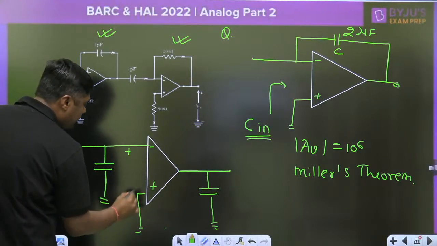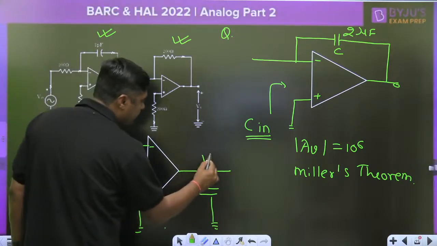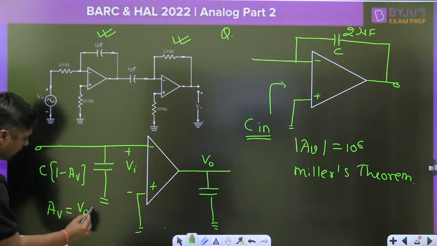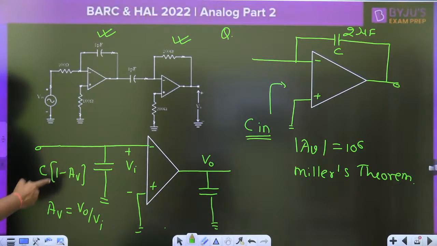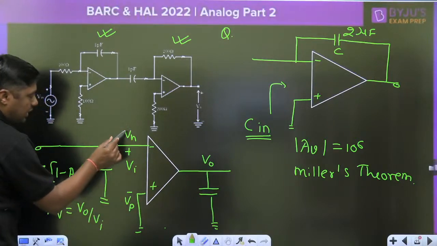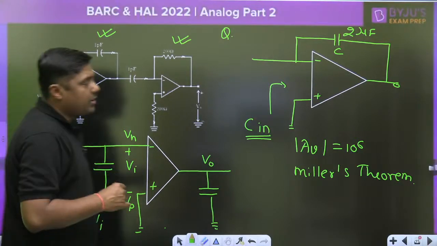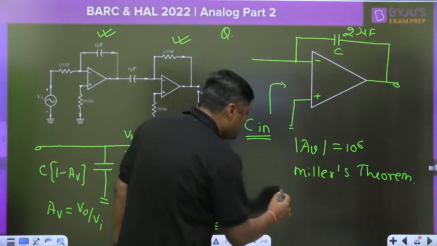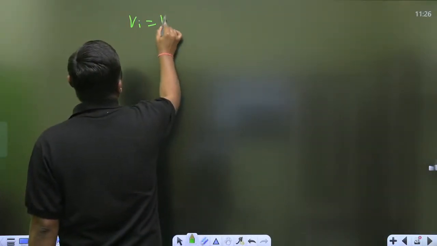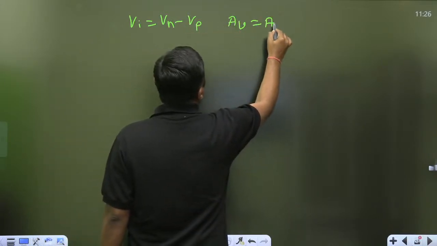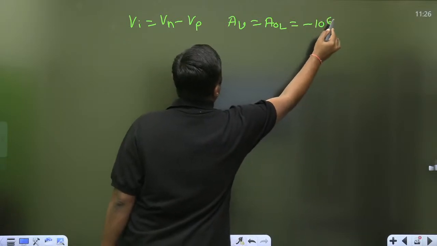Now here we are taking the VI, this is the VI and this is the V0. Here AV is equal to V0 by VI. This is nothing but open loop gain. And when we are taking the input as Vn minus Vp, always remember you have to take AV equal to minus 10 to the power 6. Always remember, when we are taking Vi equal to negative terminal minus positive terminal, take open loop gain of the operational amplifier as minus 10 to the power 6.